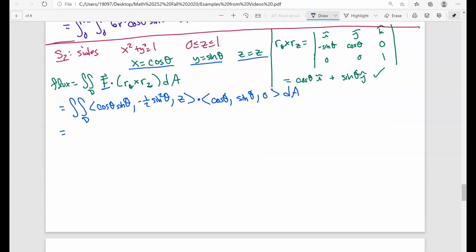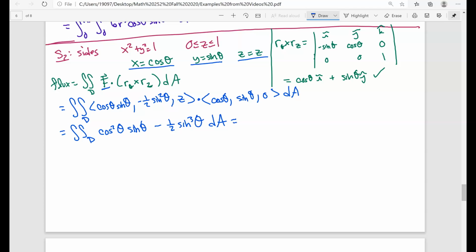So what I'm going to end up getting is the double integral over D of cosine squared theta, sine theta, and then it's going to be negative 1/2 sine cubed theta, and then 0. I got nothing there. Okay, and now this is going to be dA. Now in this case, all we really have to do is find the limits of integration.